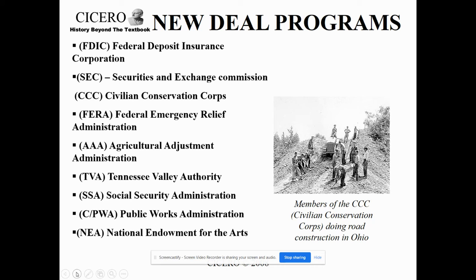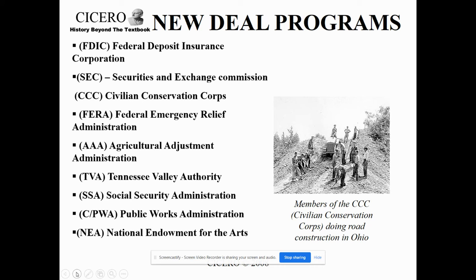The CCC is Civilian Conservation Corps. They employed young people to do public works projects. Like you can see on the right there, there's some young men building a road. The FERA, Federal Emergency Relief Administration. That agency was delivering emergency relief, food, medicine, housing to people that needed it. So that was the relief part.